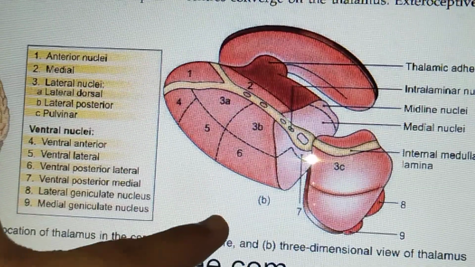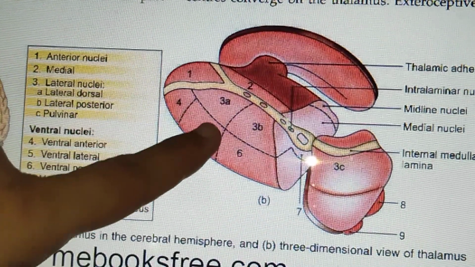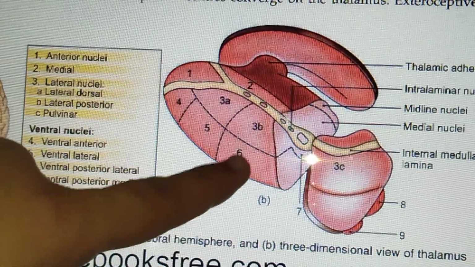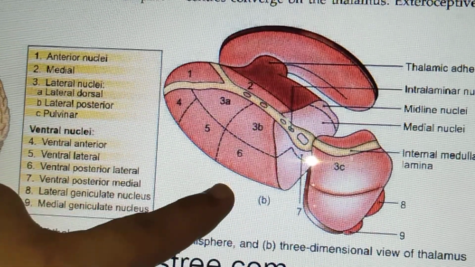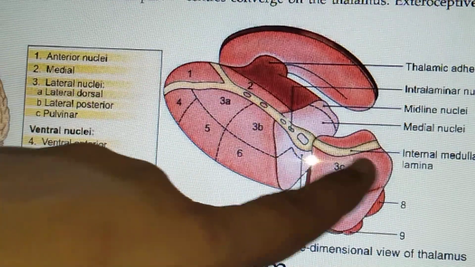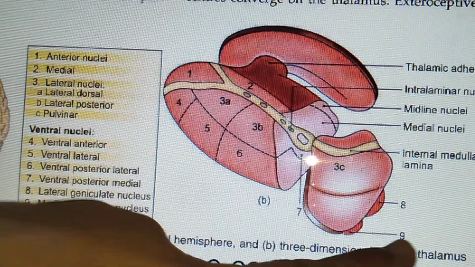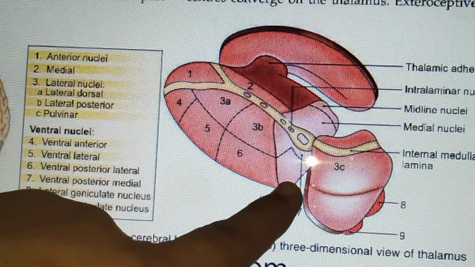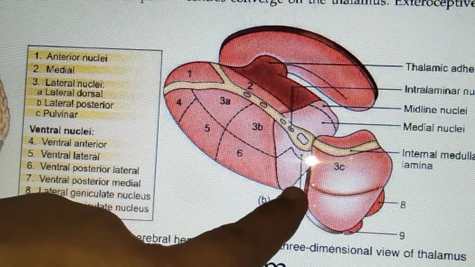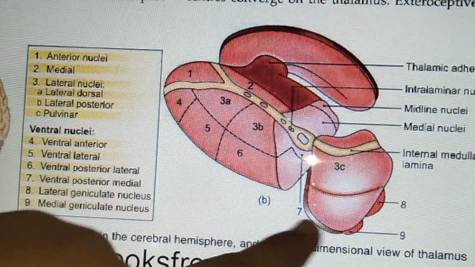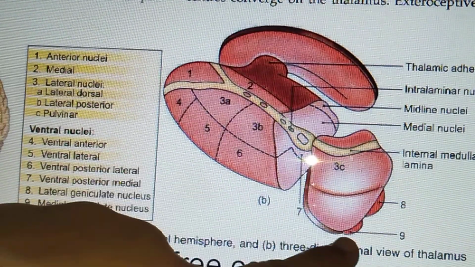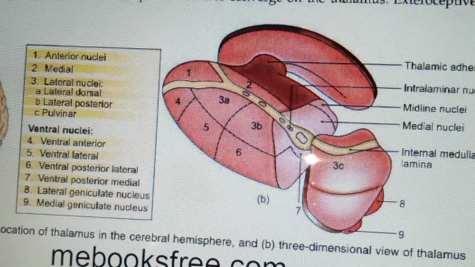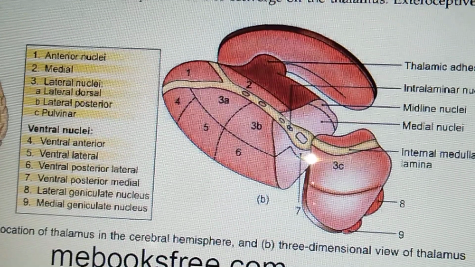Then in the ventral nuclei you can see ventral anterior, ventral lateral, and in the 6 you can see ventral posterolateral nuclei. 7 here, right? That is, we have separated the pulvinar here. Here is the ventromedial, right? Ventral posterior medial nuclei, right? And here 8 and 9 you can see, that is the lateral geniculate body and the medial geniculate body. Okay.